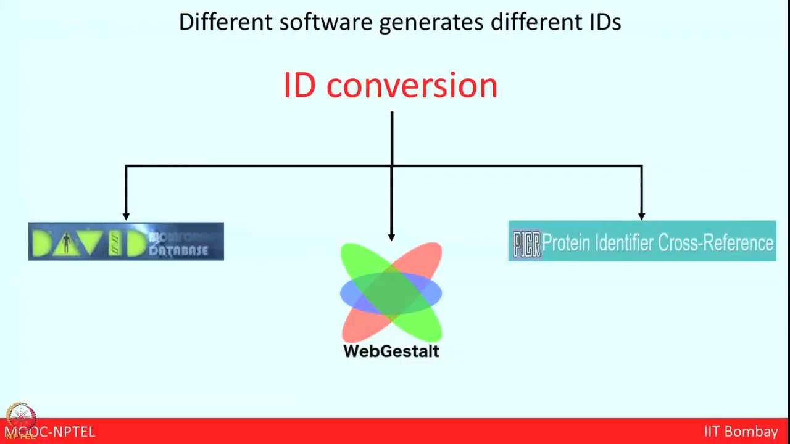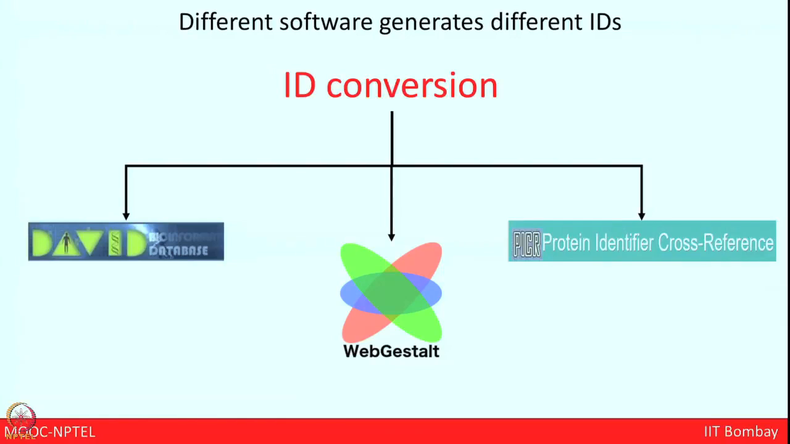This is a very basic thing, but still I want to take a little time and tell you how this ID conversion can be done. There are mainly three important platforms which we can take into consideration. The first thing is DAVID. DAVID is a multiple ID conversion tool. Apart from this, it can also help in different types of annotation and enrichment studies.